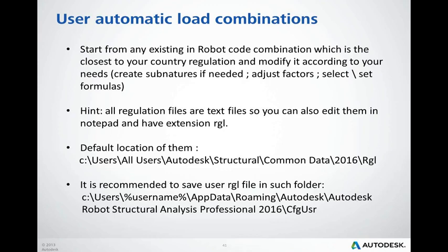All regulation files have the extension RGL, and they are text files, so they can be easily changed or seen in any text editor. The default location of these files is in the All Users folder, and at the end, as you can see on the slide, is the RGL folder. So all regulation files or code combination files which are shipped together with Robot are located there. If one creates their own regulation file, such a file should be stored in Robot's CFG USR folder.